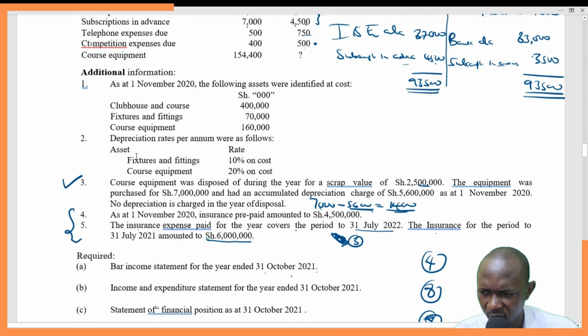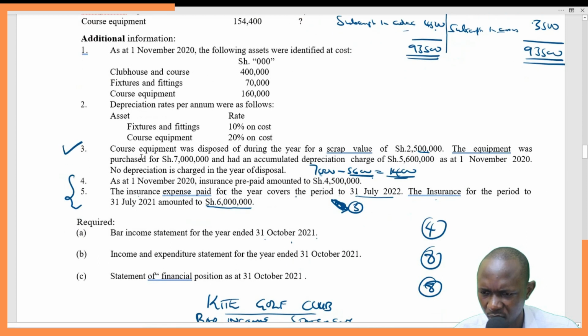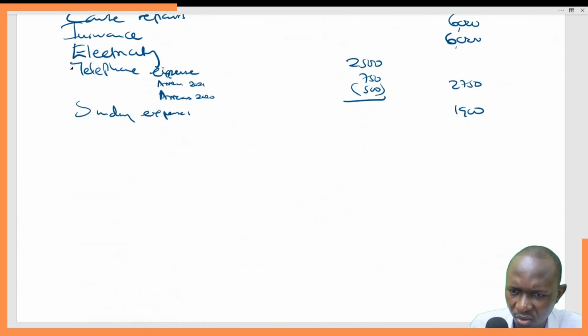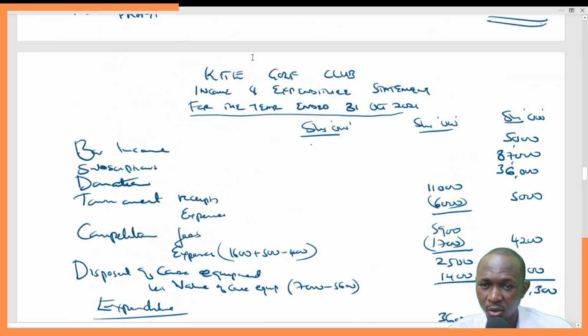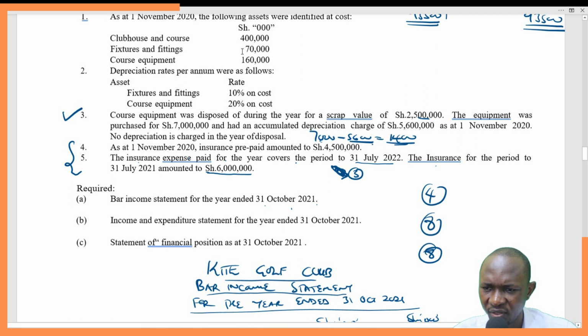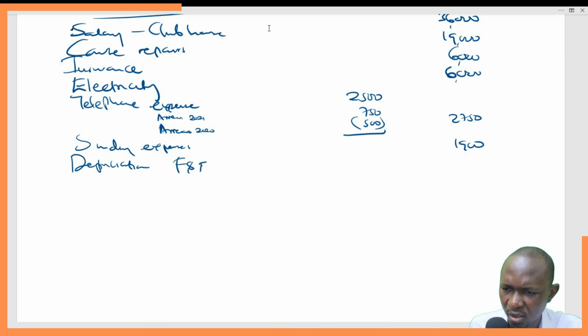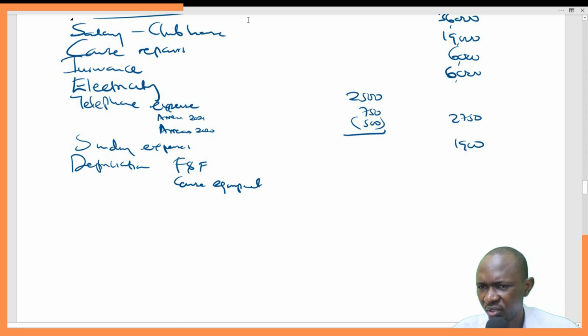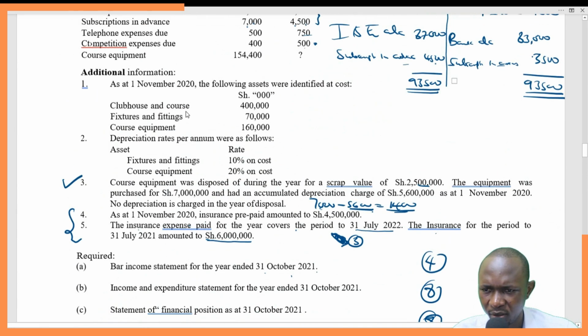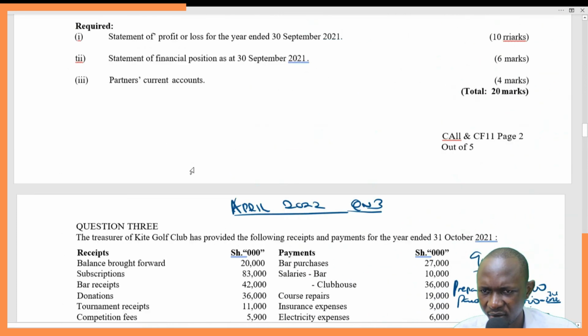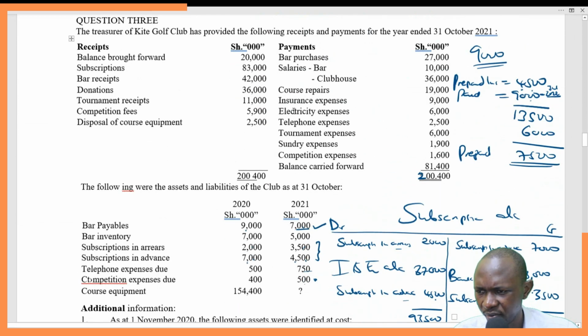Now depreciations. We're here to capture depreciations. So let's capture the depreciations. Under depreciations, we have what? We have fixture and fittings and course equipment. Fixture and fittings, and then we have course equipment. So fixture and fittings, how much is that? 10% of fixture and fittings.